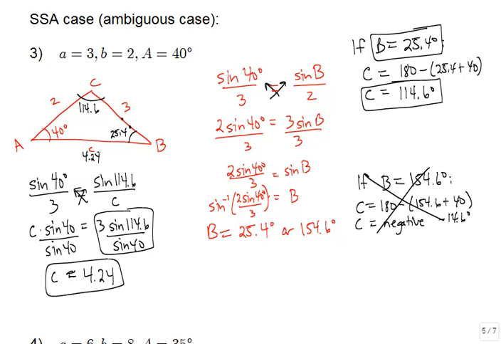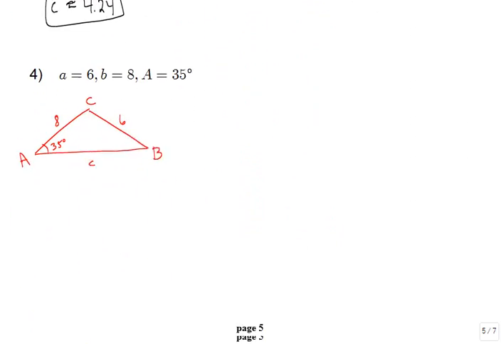So we now know all three sides and we know all three angles. Okay, so this was that ambiguous case where we only had one solution. It wasn't the right triangle solution, but it was one triangle only. So let's go ahead and take a look at another example.